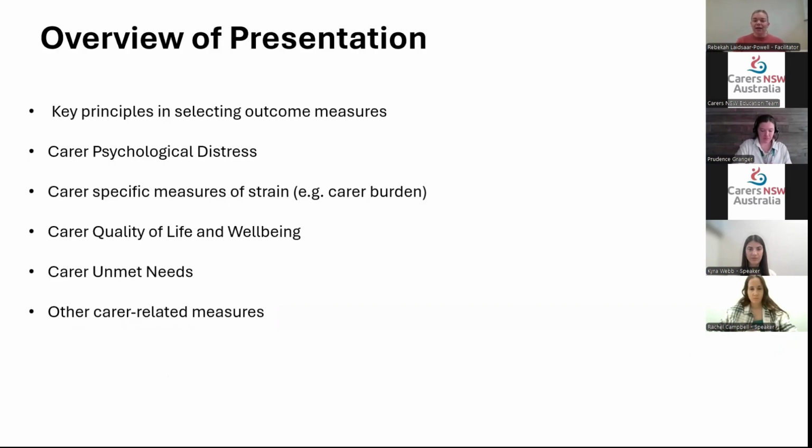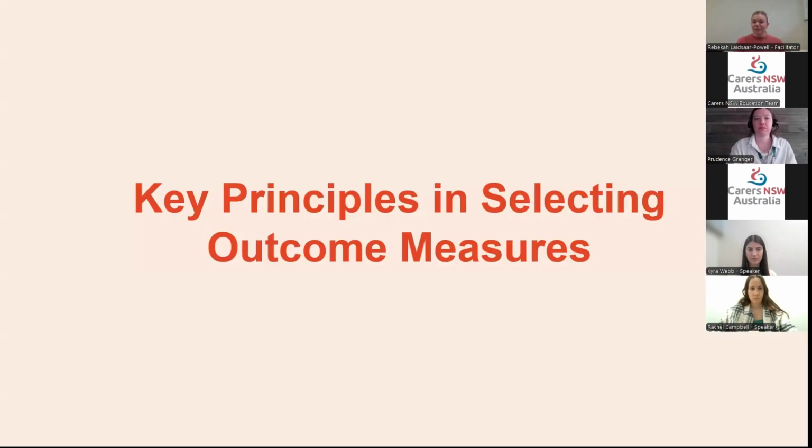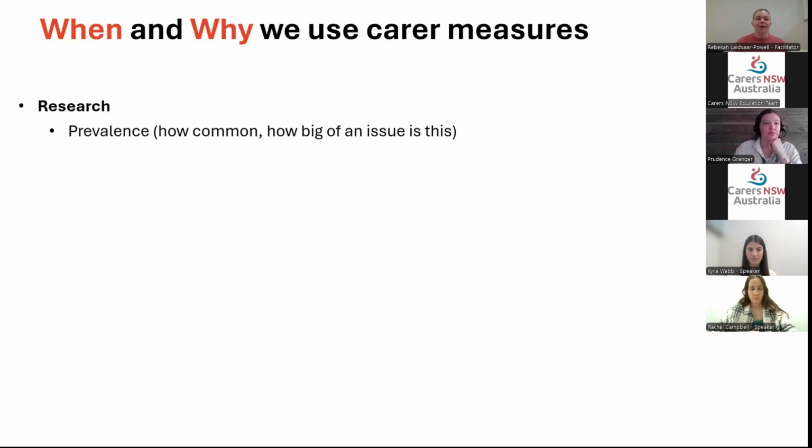As I said, I'm going to give you these key principles related to measures, and then go through a number of different domains looking at carer relevant measures. So, some of the key principles. I first wanted to start off with the when and why of when you would use a carer measure. We're researchers, so we think a lot about carer measures in the research context. We use measures a lot to first of all look at prevalence.